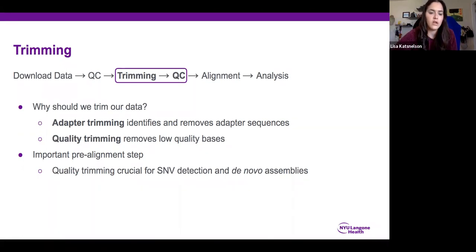I believe Dan talked about this a couple weeks ago. There are quality Phred scores for base calling, and I'll go over that in the next slide, but you want to eliminate base calls that were deemed low quality. This is a really important pre-alignment step, specifically for SNV detection and de novo assemblies. You want to get rid of those low quality base calls to keep it accurate.